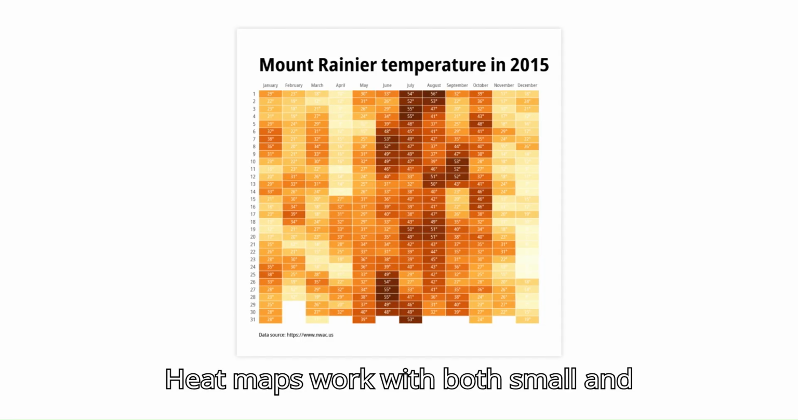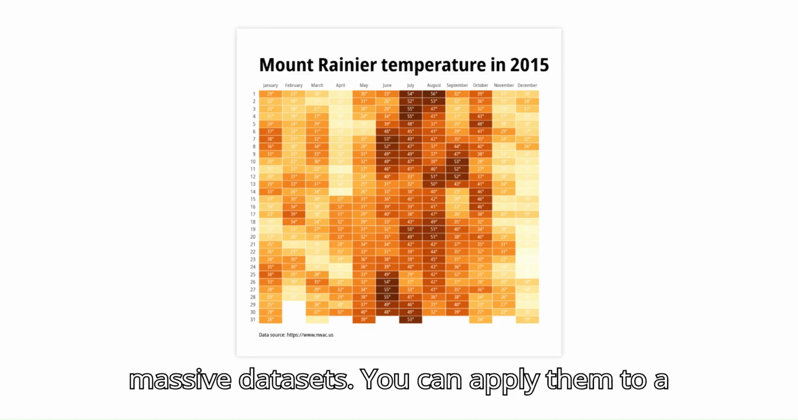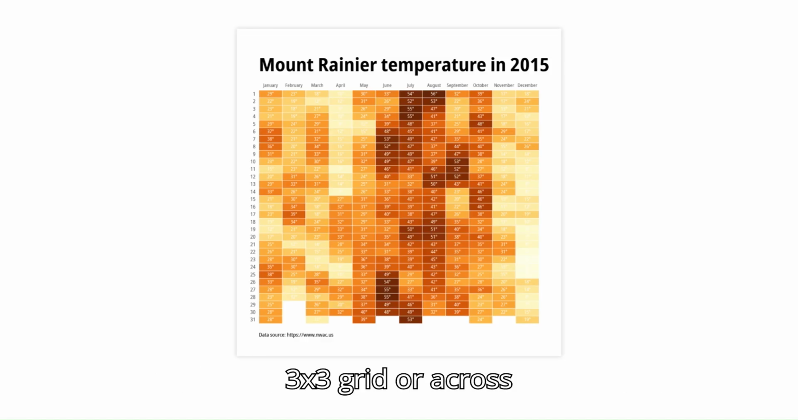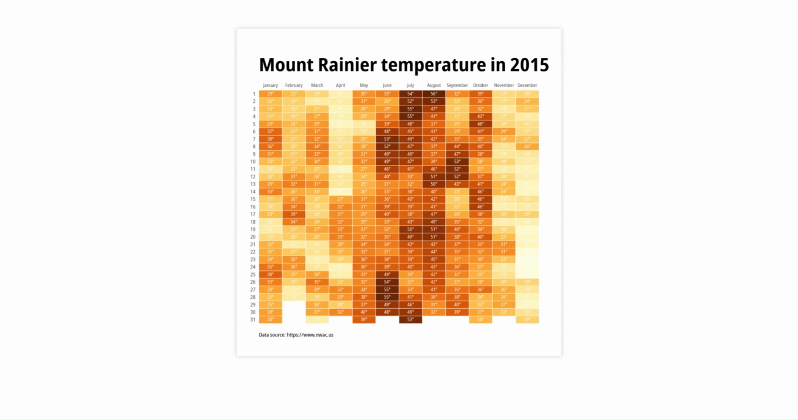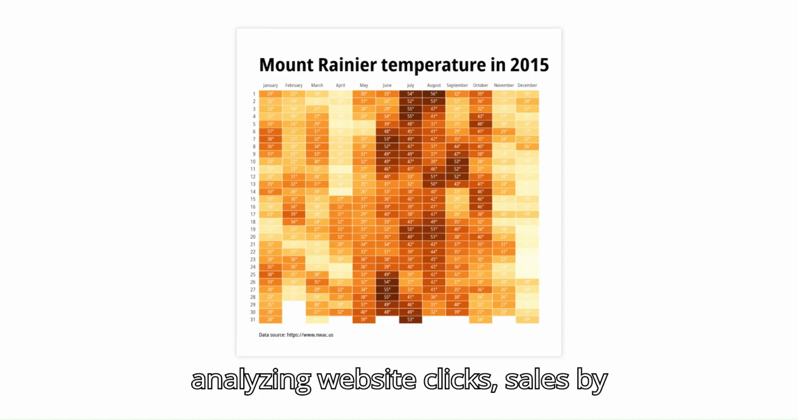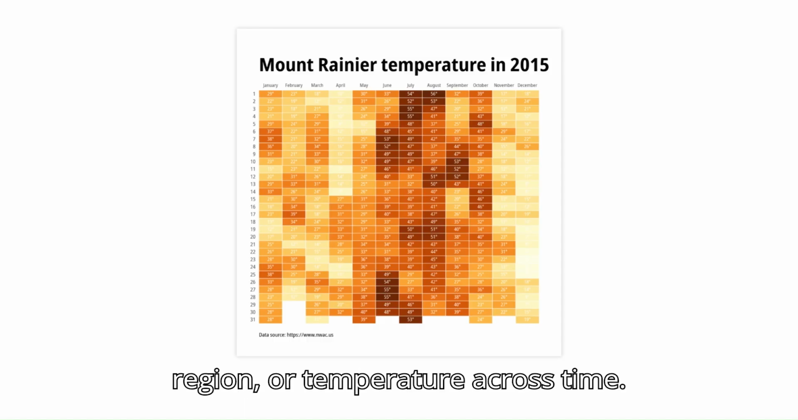3. Scalable. Heat maps work with both small and massive datasets. You can apply them to a 3x3 grid or across thousands of data points in a complex system. They're flexible, whether you're analyzing website clicks, sales by region, or temperature across time.